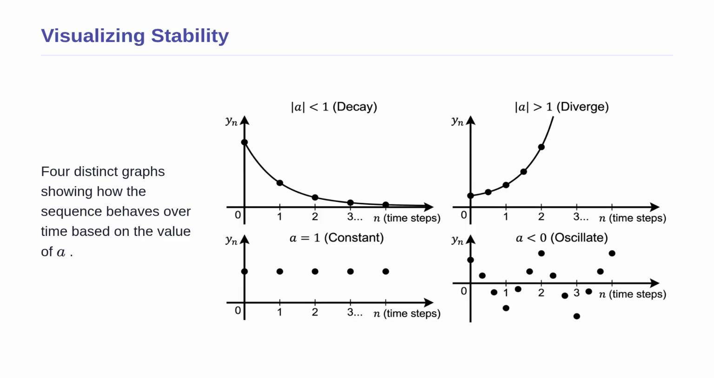In the bottom left, the constant graph is just a flat horizontal line of dots, never changing. Finally, in the bottom right, the oscillate graph shows the points jumping back and forth across the horizontal axis. This diagram perfectly captures how the multiplier dictates the entire future of the system.